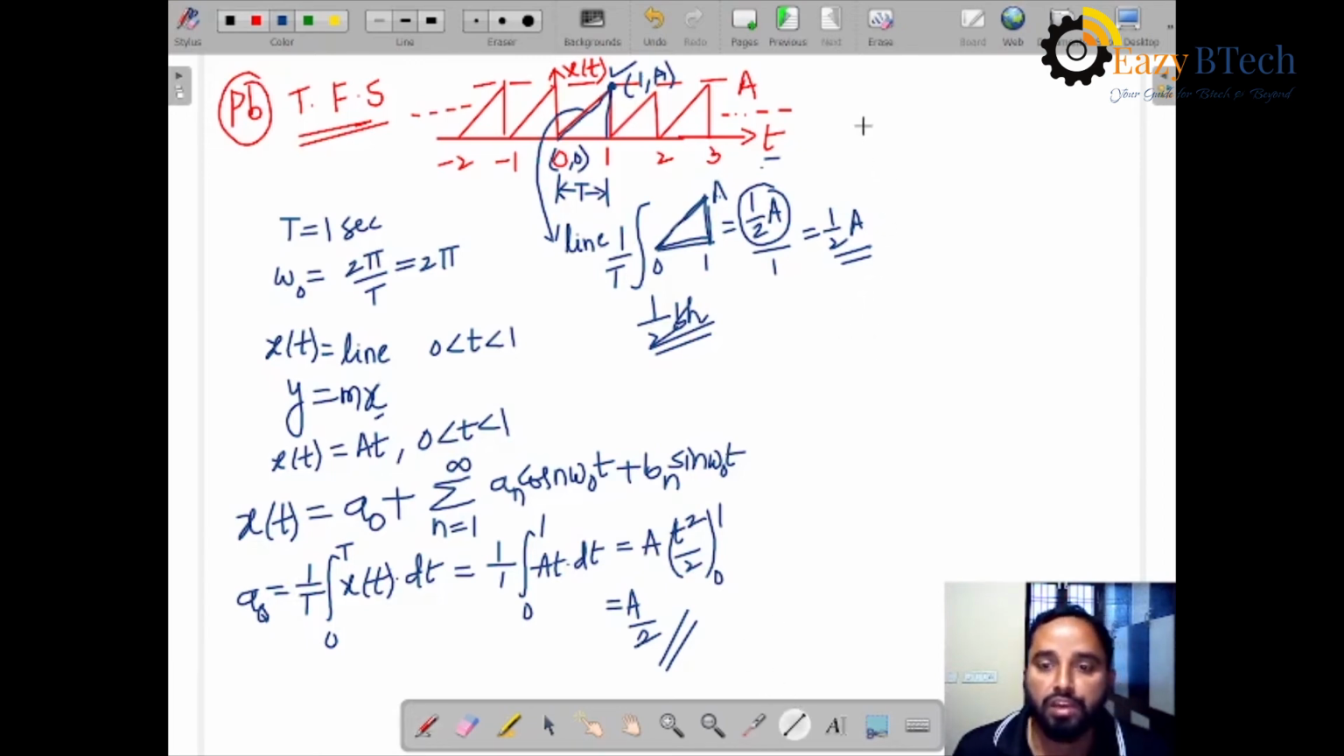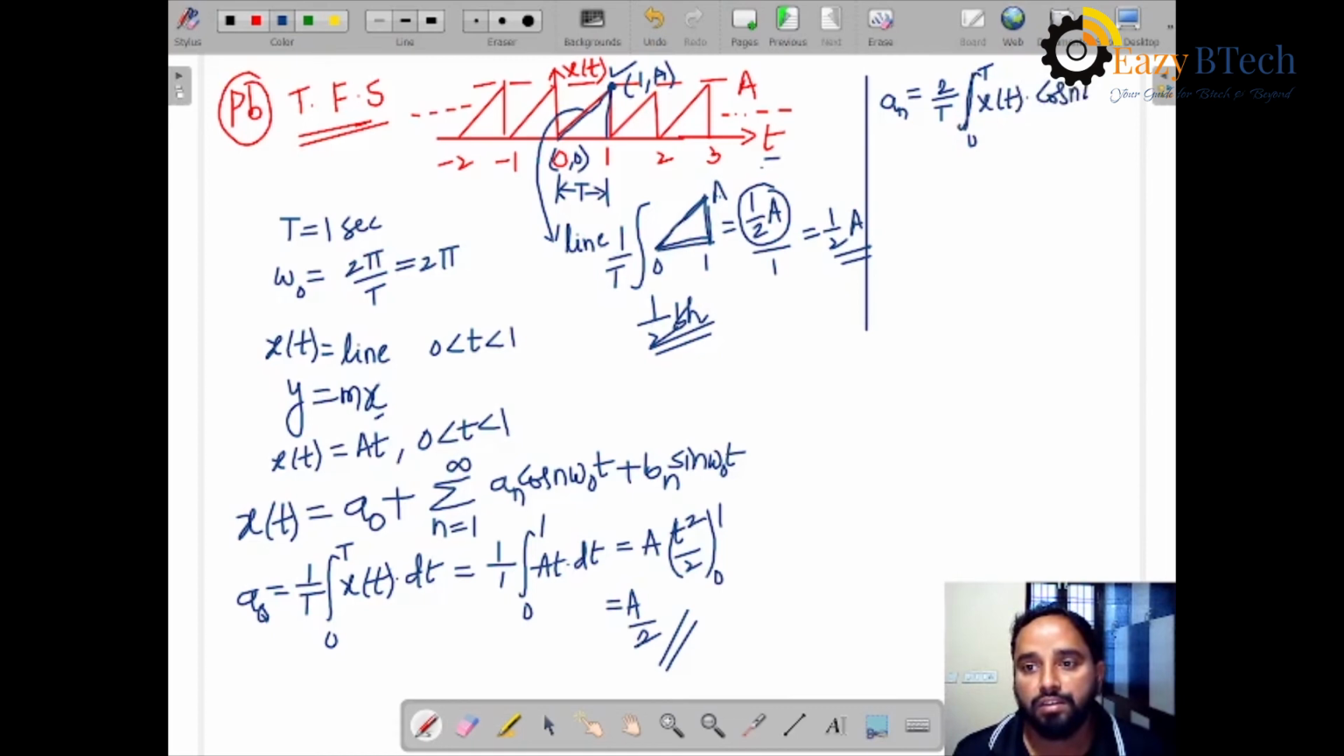Now an and bn. First we write the formula. an is equal to 2 by T integral 0 to T of x of t cos n omega naught t dt. So an is equal to 2 by 1, integral 0 to 1, x of t is a t, cos n omega naught t, where omega naught is 2 pi, so cos 2 pi n t dt.